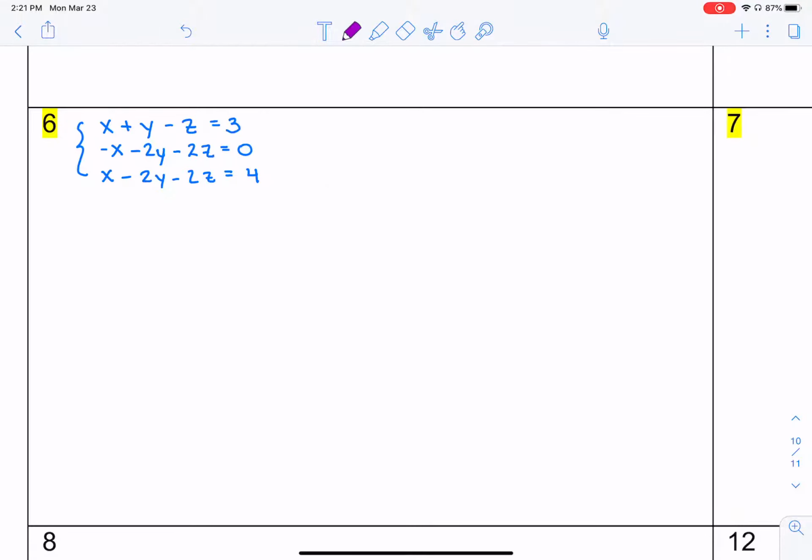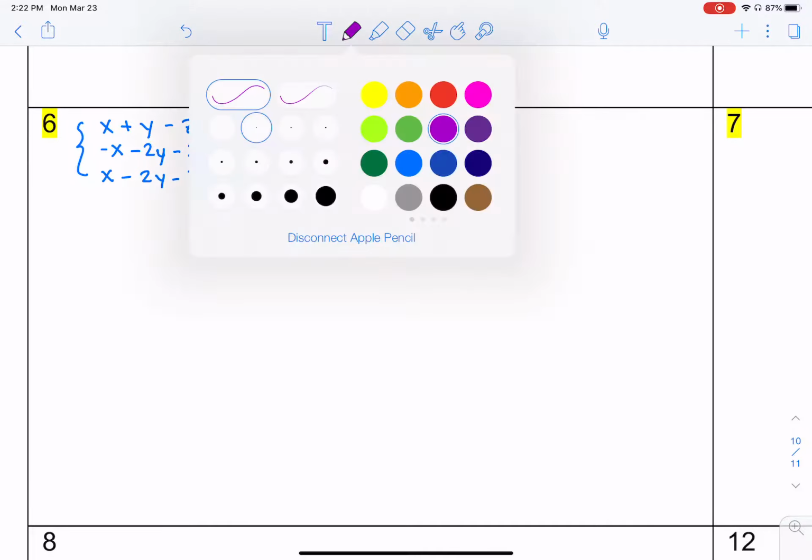So I could actually take these first two equations and work with them. If I were to add those first two equations together, my x's cancel. I have a y plus a negative 2y, so that comes out to be negative y. A negative z and a negative 2z, that comes out to be negative 3z. And adding 3 and 0 together at the end. So I kind of shortcutted it there, but I have just the first two equations added together.